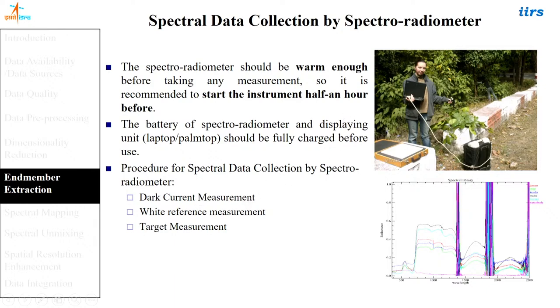Second, you target it to the white reference, which is this. This particular material is made up of polytetrafluoroethylene and sintered halon. Then after that you can go for target measurement. Here you can see the spectral reflectance curves collected from this instrument. At 1400, 1900 and 2500 nanometers, you can see atmospheric absorption.